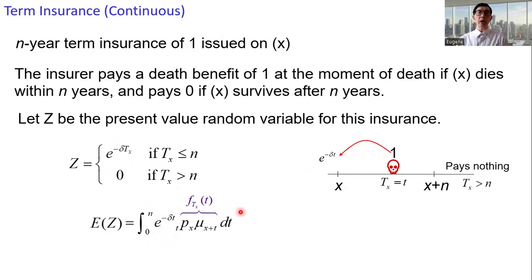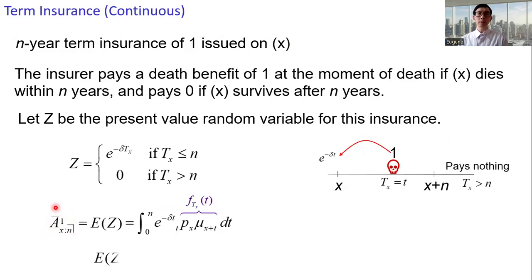The corresponding actuarial notation for the n-year term continuous insurance is the big A notation with a bar. The bar corresponds to the death benefit paid at the moment of death. And then the remaining notation is the same as for the discrete insurance.